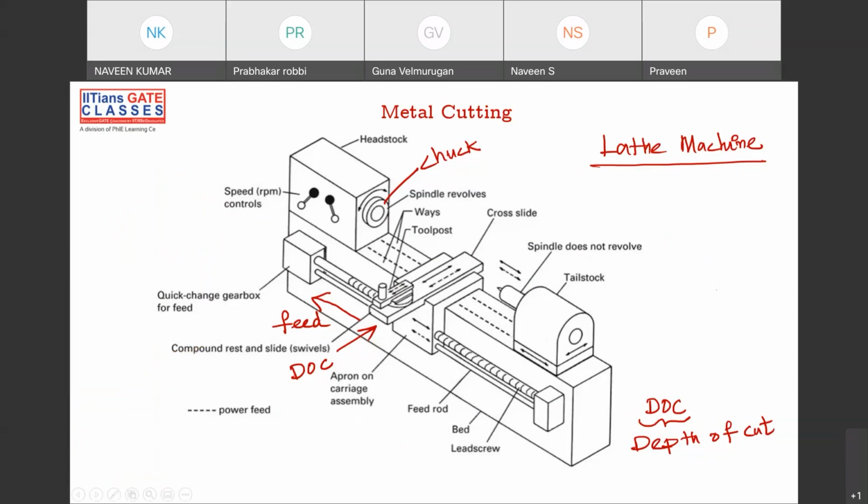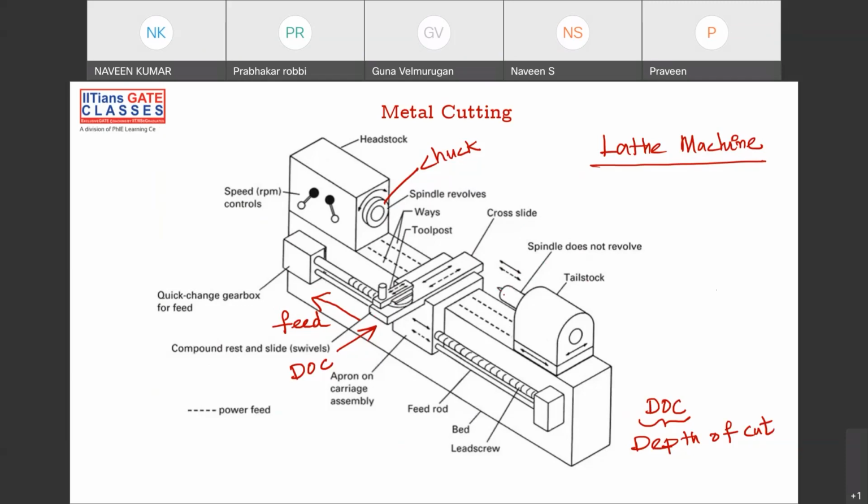Okay, apple is there, you dig it, you push your knife into it, and then you cut it, right? You move in some clockwise or anti-clockwise direction, right? The digging is called depth of cut, and moving in clockwise and anti-clockwise with some speed, that is called feed. Is it clear? The analogy is clear? So that is what is depth of cut and feed. The analogy I've told is not exactly the same, but kind of like that.